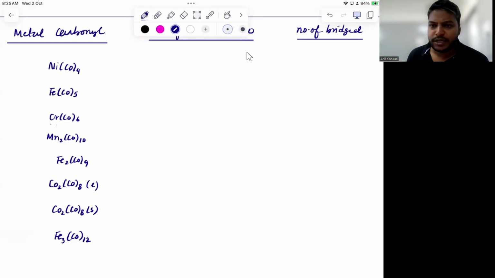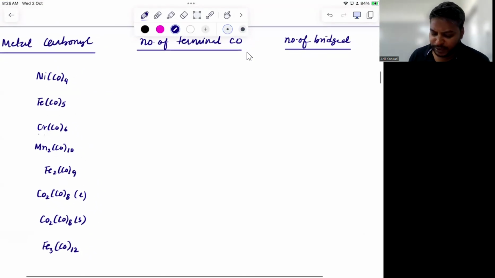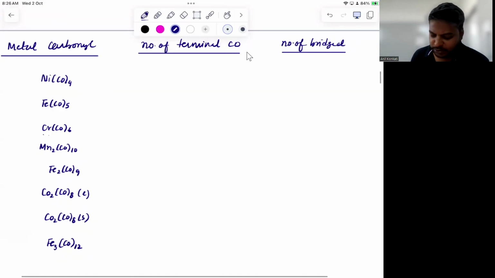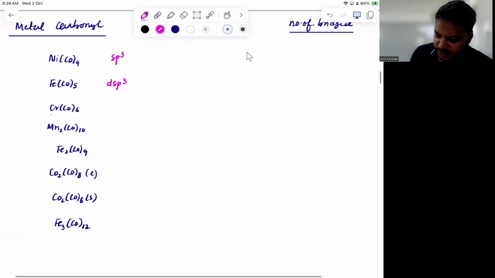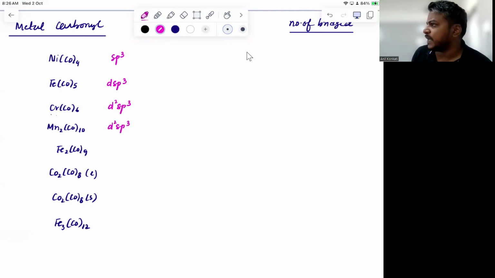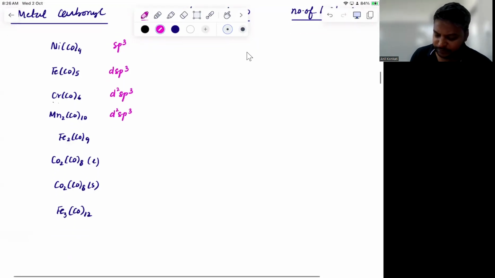So make sure that we are aware of how many terminal groups we have and how the structure looks like, what is the hybridization. So first check out the hybridization. We learned about the first two, sp3. This one we got as dsp3. Next one you'll get as d2sp3. And in manganese also you'll get d2sp3 involving the metal-metal bond also. So it is an octahedral structure. Keep that in mind.